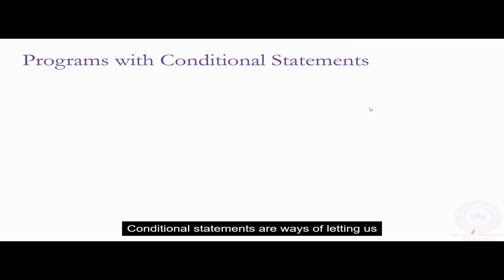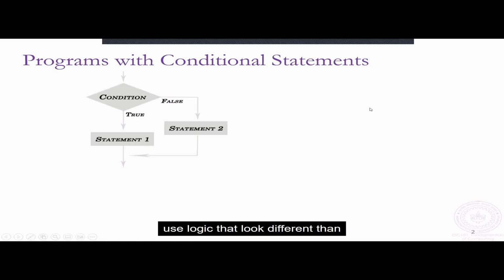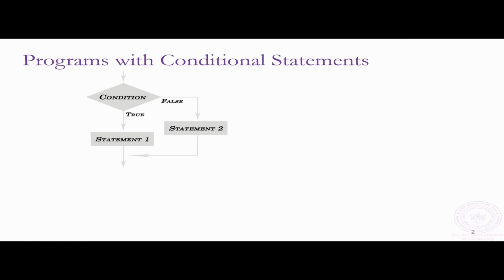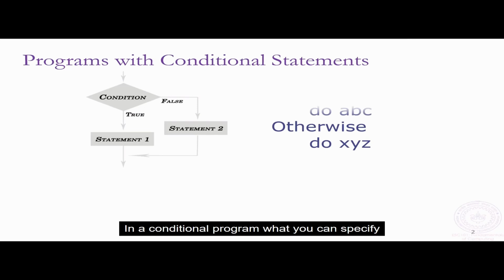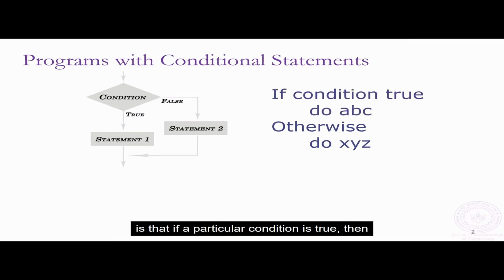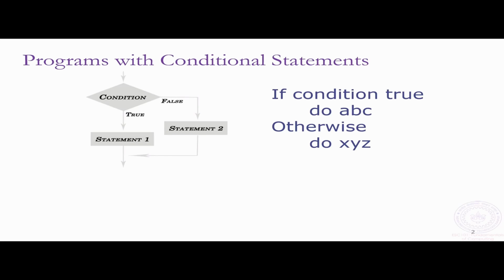Boys and girls, in this video, we are going to look at the first of what are called conditional statements in C. Conditional statements are ways of letting us use logic that looks different than the linear, line by line logic that we've used in all the programs that we have seen so far in this course. In a conditional program, you can specify that if a particular condition is true, then you do one thing, and if it is false, then you do something else.